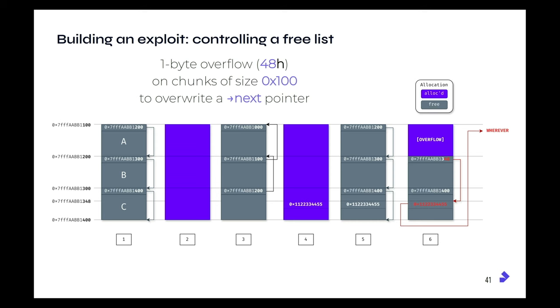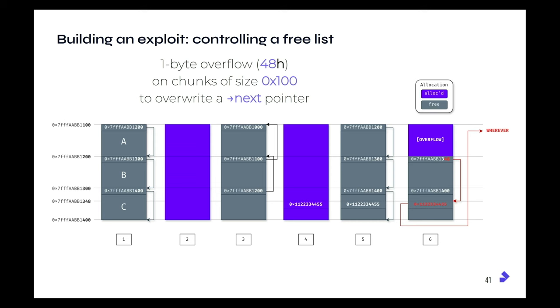Now we allocate in C a buffer which contains at offset 48 an arbitrary pointer, which is represented here with 1, 1, 2, 2, 4, 4, etc. Then we allocate B and A, and then we free everything. And we get into step 5. And we have exactly the same heap layout and free list as in step 1, but in the chunk C, we have an arbitrary pointer at offset 48. So now you can probably see where this is going.